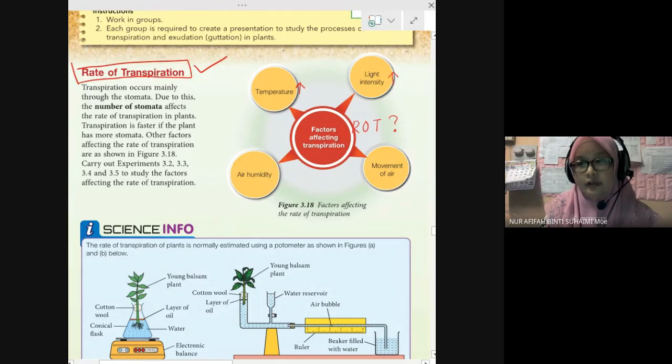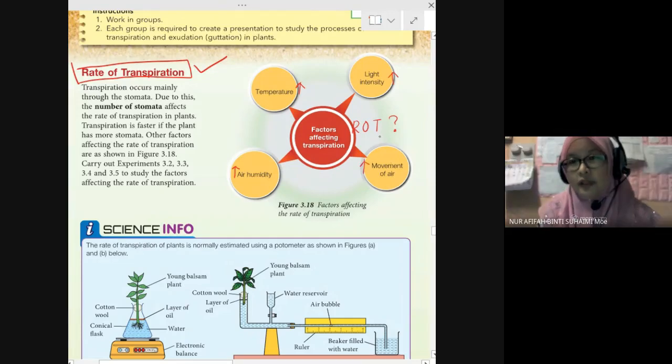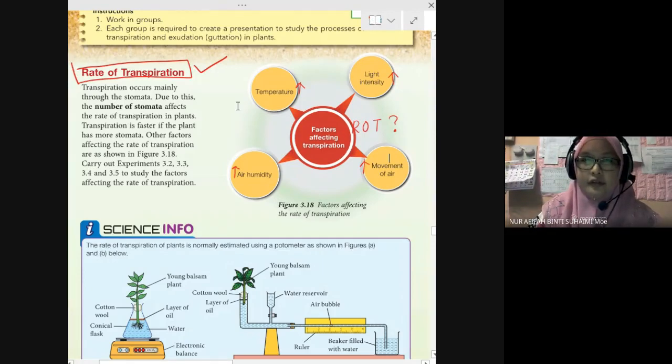The third factor, if air humidity increases, what happens to the rate of transpiration? And the fourth one, movement of air. Faster movement of air, what happens to the rate of transpiration? This all is the hypothesis: factors that affect the rate of transpiration.